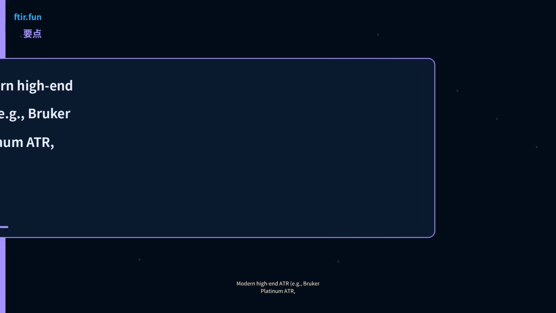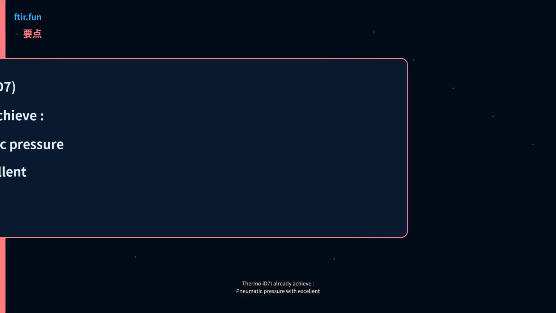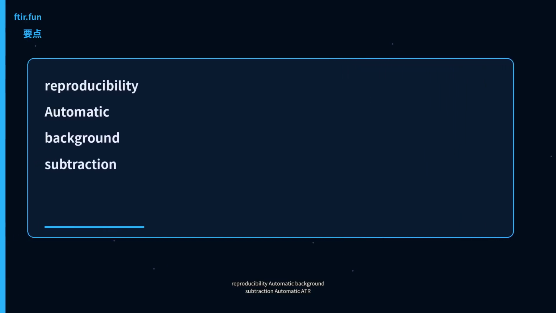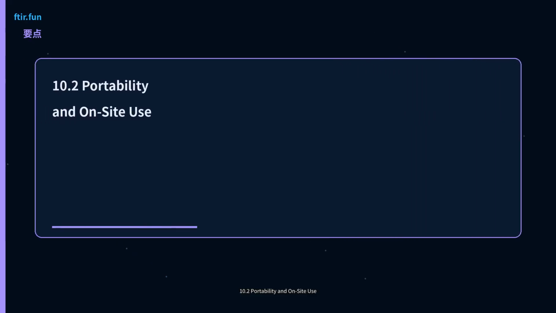Next, future trends, method integration and intelligence. Modern high-end ATR, e.g. Bruker Platinum ATR, Thermo ID7, has already achieved pneumatic pressure with excellent reproducibility, automatic background subtraction, and automatic ATR correction. One quick measurement, entire process one minute. 10.2 Portability and on-site use.